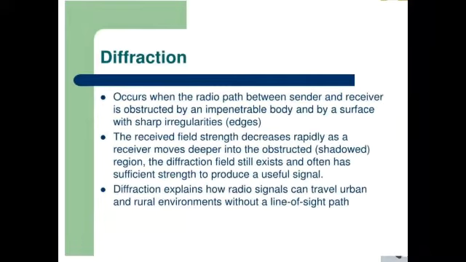Then we have discussed that diffraction, reflection and refraction cause the unique problem we are facing when going for line of sight. Diffraction occurs when the radio path between the sender and the receiver is obstructed by an impenetrable body and by a surface with sharp irregularities. The received field strength decreases rapidly as the receiver moves deeper into the obstructed region. The diffraction field still exists and often has sufficient strength to produce a useful signal. Diffraction explains how radio signals can travel in urban and rural environments without a line of sight path.